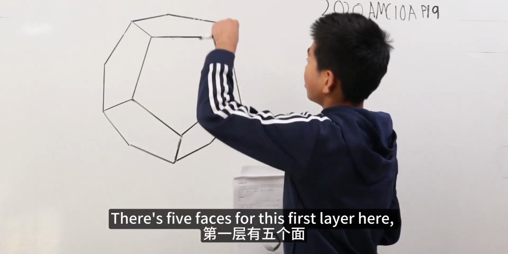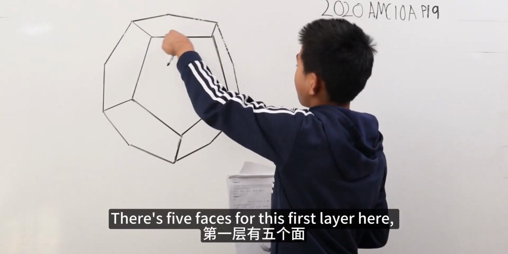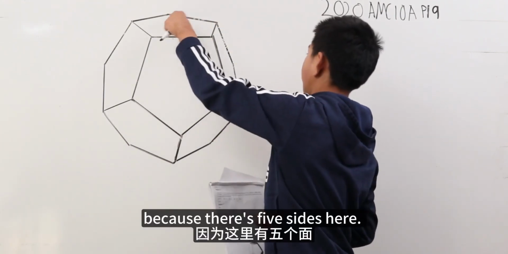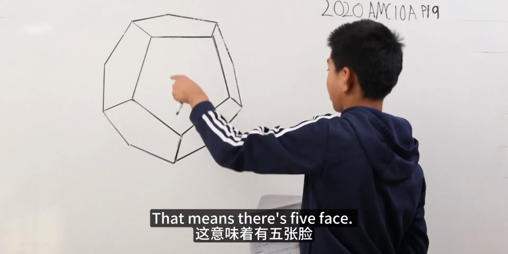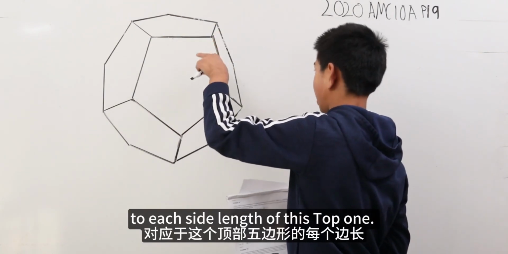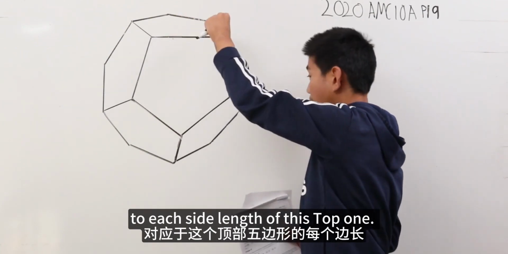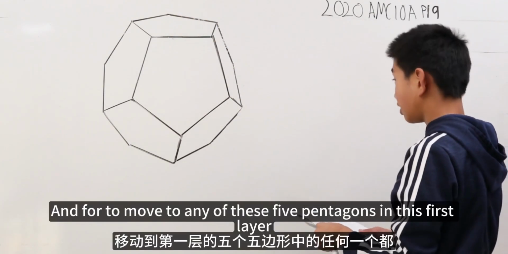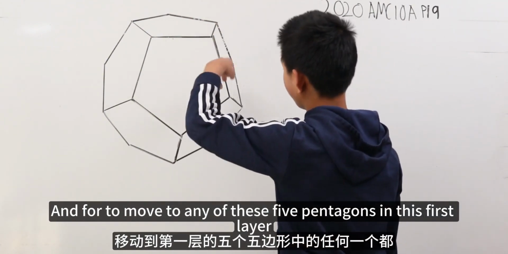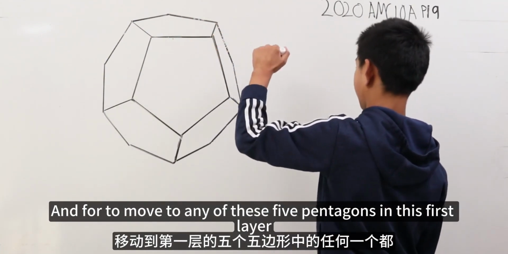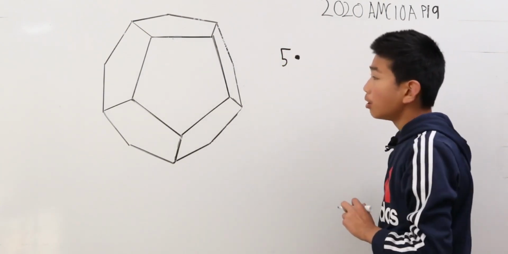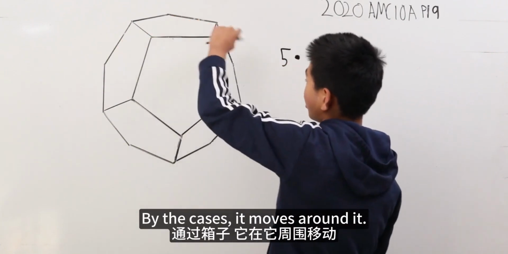So there's 5 faces for this first layer here, because there's 5 sides here. That means there's 5 pentagons here, 1 pentagon corresponding to each side length of this top one. And for it to move to any of these 5 pentagons in this first layer, it's going to be 5. Then we're going to have to multiply it by the cases it moves around it.